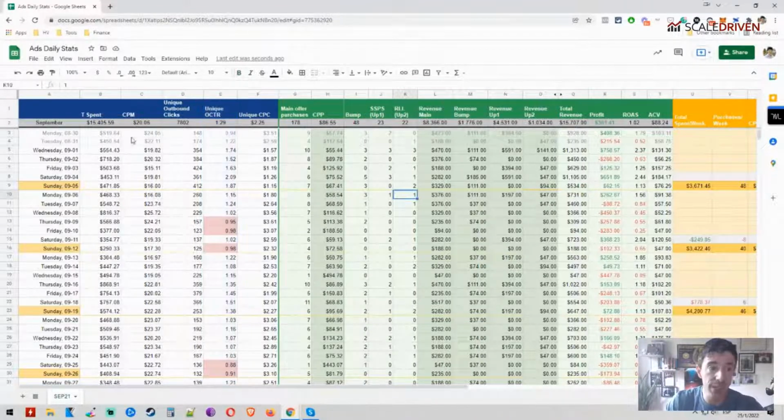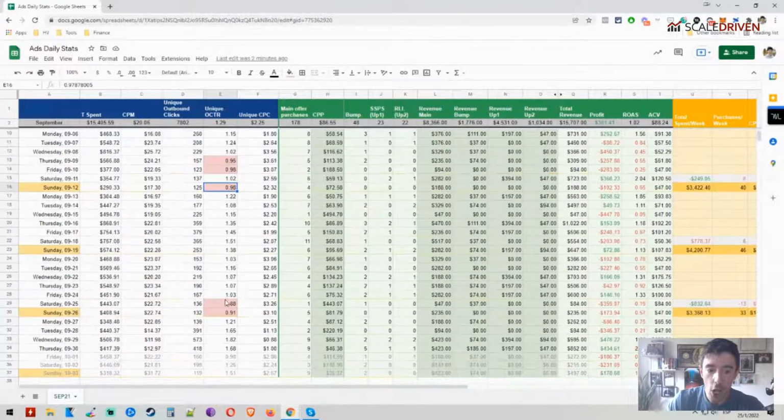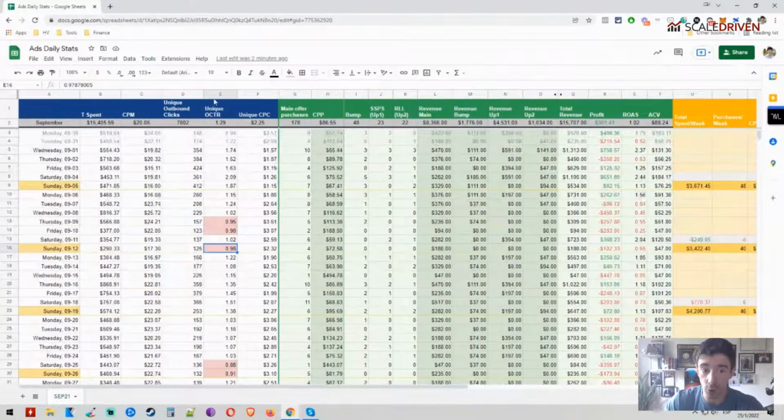Now, for this month, we spent $15,000 on this account, and we got 7,802 clicks. Our unique CPC was $2. CPM was $20. And our unique outbound CTR was 1.29, which is okay. Some days, as you can see, the media buyer signal that we had was lower than 1%, but that's fine because overall, throughout the month, we had a unique outbound CTR of over 1.29, which is telling me that the ads are good. We don't need to focus on the ads. We need to move to the next stage.